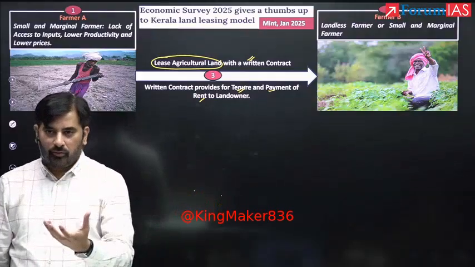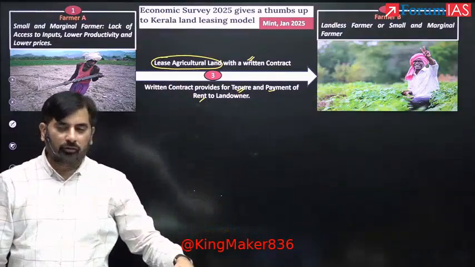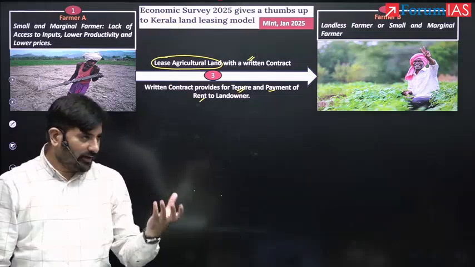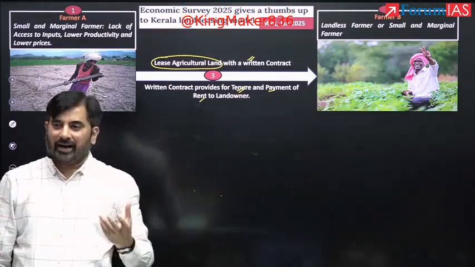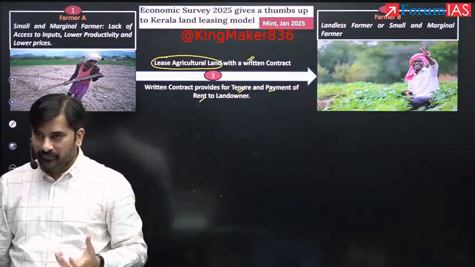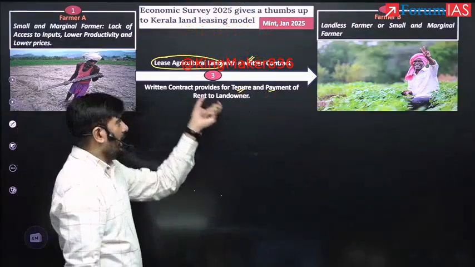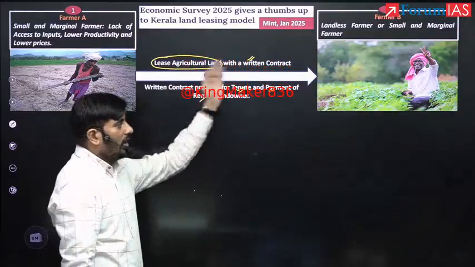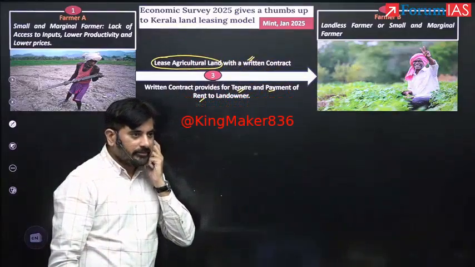You have a proof. What is that proof? A written contract which you can go and show before a court of law. Suddenly the landlord evicts you. You still have a contract in your hand, which means you have more rights now as a tenant. Same way, this tenant farmer has a written contract which says how much rent he should pay and for how long he will cultivate the agricultural field.